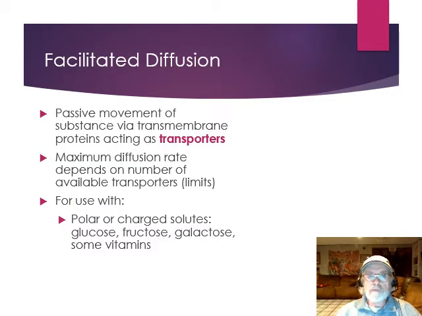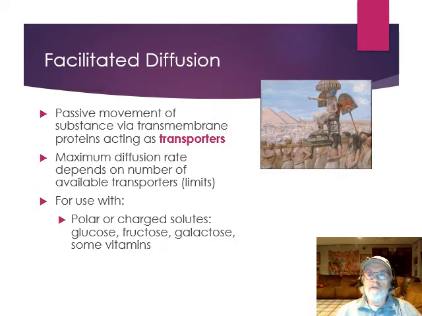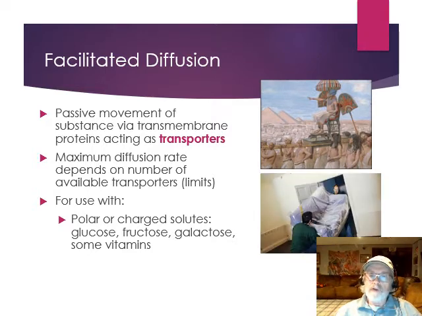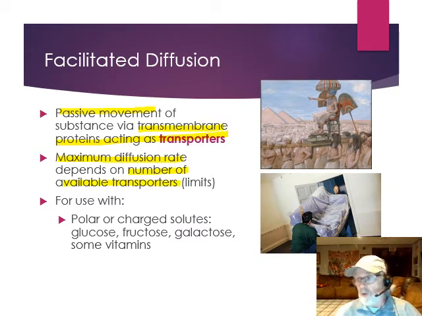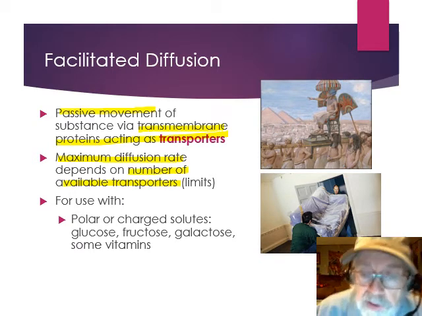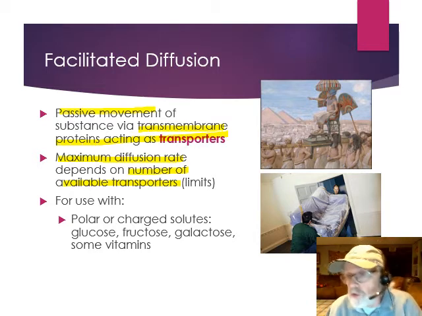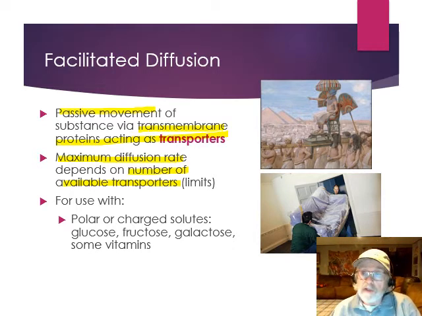Facilitated diffusion, again, is the passive movement via transmembrane transporters, okay? These transporters are going to carry something across like we talked about. So passive movement does not require energy, and it goes via the transmembrane proteins, which act as transporters. Again, the maximum diffusion rate also depends on another factor: the number of available transporters. In other words, if the cell membrane only has a limited number of transporters, I'm only going to get a limited amount of stuff across that membrane.